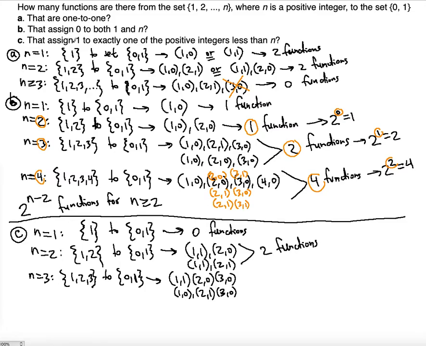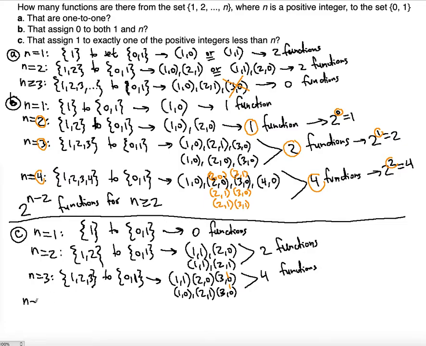So one must be assigned to exactly one of the positive integers, right? So exactly one of these two must receive a 1 only. And what else can we have? That's it. But the only thing is, it doesn't say that 3, the n value, is not allowed to have 1. So we can have a 1 there and we can have a 1 there. So as a result, there are 4 functions: 2, and also the 2 functions where n is paired with 1. So that's 4 functions.